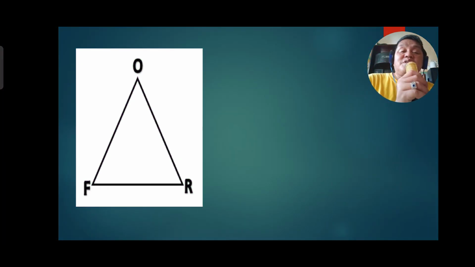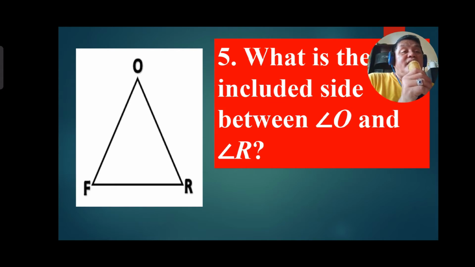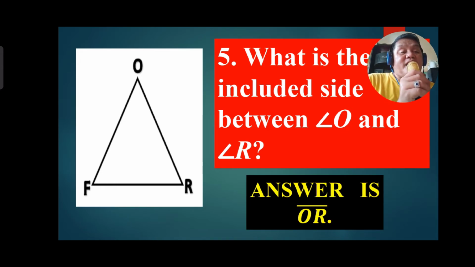The same triangle FOR. Question. What is the included side between angle O and angle R? Again, to have your quick answer, you are going to use the two letters of the two angles. And the answer here is side OR or side RO is the included side between angle O and angle R.